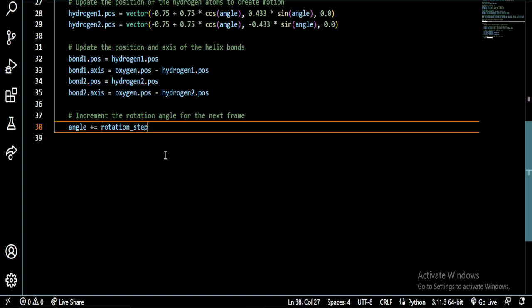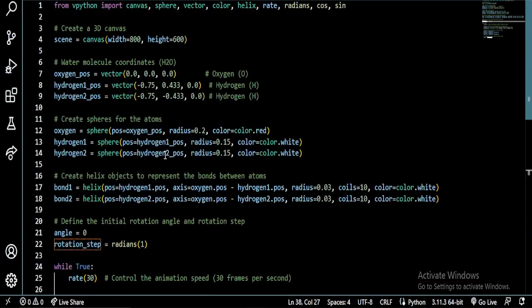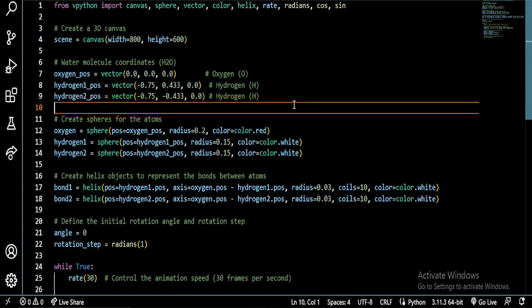So this is the code. I'm now going to discuss it one by one.